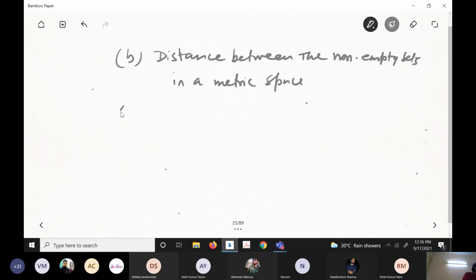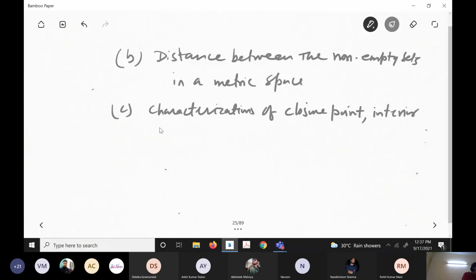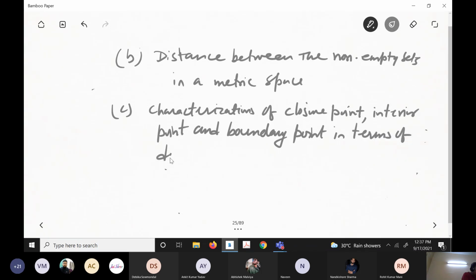Okay. C, the sequence characterization of closure point, interior point, and boundary point in terms of distance. समझ गया? Okay. So this we got C.